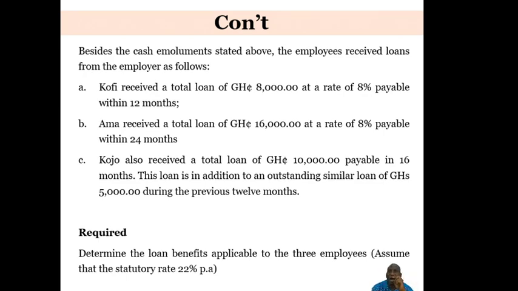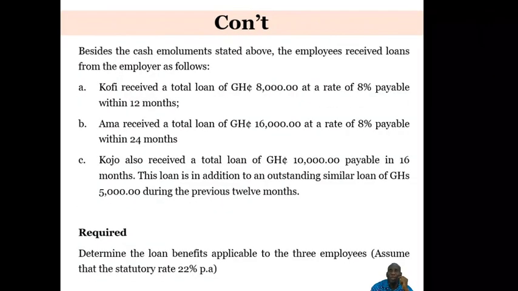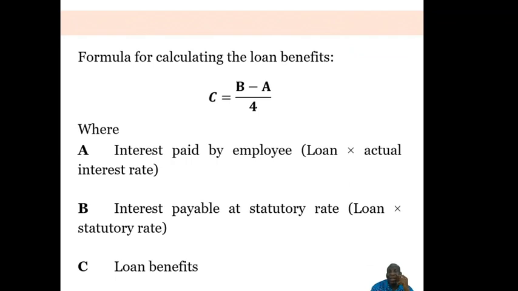If there will be quantification for Amma, how then do you calculate the quantification? Remember the statutory rate that was given in the question was 22%. So if you want to apply this formula, you find 22% of the loan that is being given to Amma, minus the interest that Amma is paying on the loan itself at the softer term, and you divide the result by 4. The answer is the loan quantified. That's all. So it's a very simple thing.